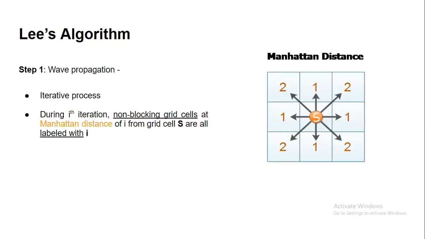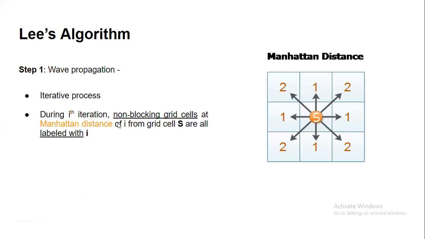So what it is saying, during ith iteration, non-blocking grid cells at Manhattan distance of i from grid cell S are all labeled with i. Very complex, very complex statement.